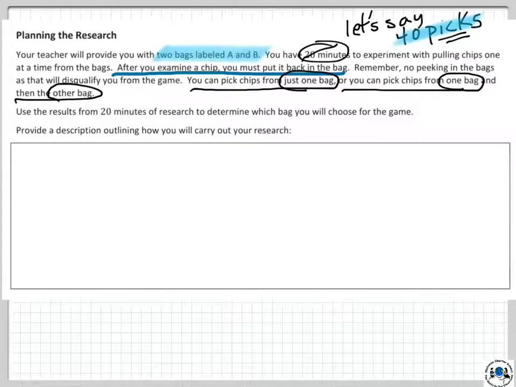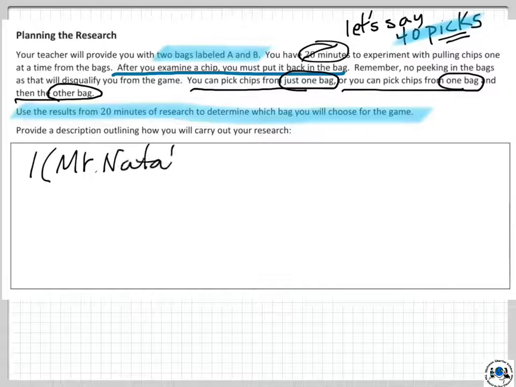And like I just mentioned, you can pick from just one bag the whole time, because you might say, hey, A, I know what A is. It's a 50-50. Let me just go ahead and focus on B. Or you could pick from one bag and then the other bag. So use the results of these 20 minutes of research to determine which bag you will choose for the game.